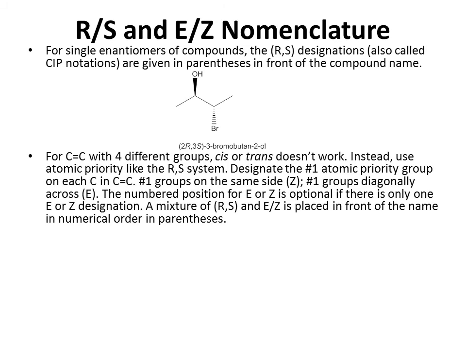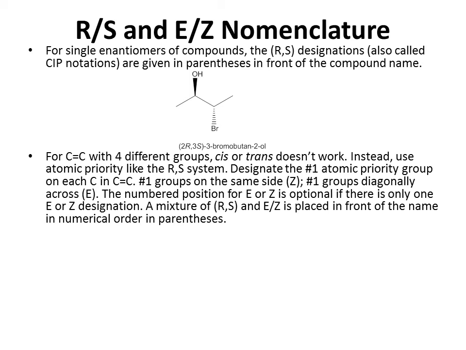With a C double bond C containing 4 different groups, we can't talk about cis or trans anymore. That doesn't work. Instead, we use the atomic priority system, just like we learned from the RS system or the CIP notations. On one carbon in the double bond, we designate the number 1 atomic priority to one of the groups, and on the other carbon in the double bond, we do the same thing. We designate a number 1 group on that side.